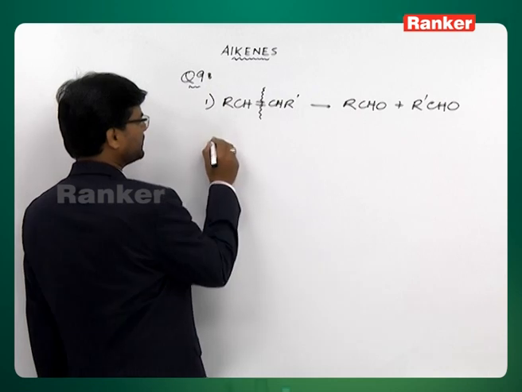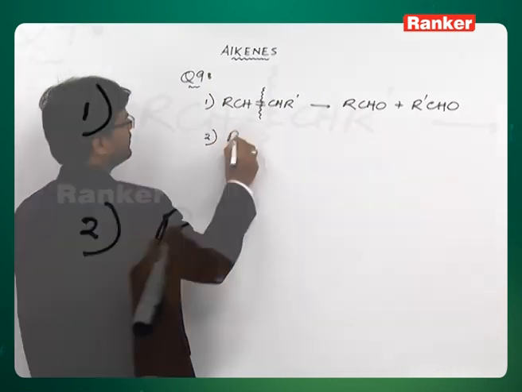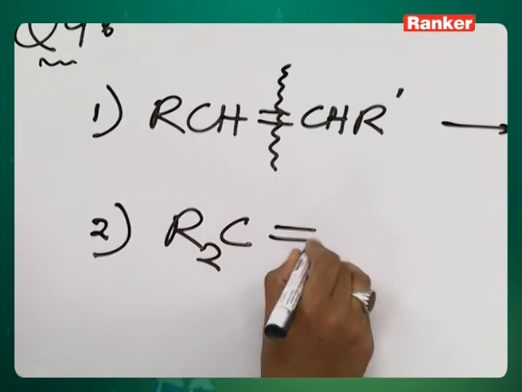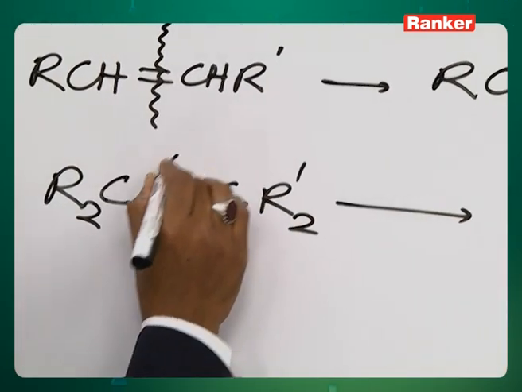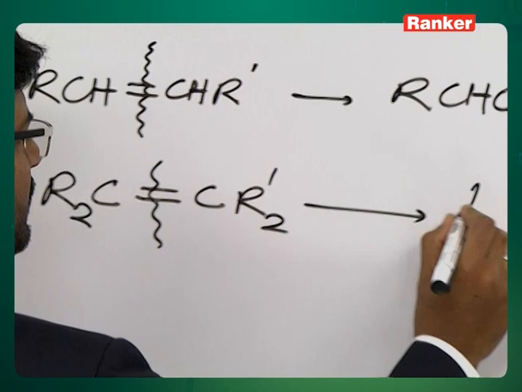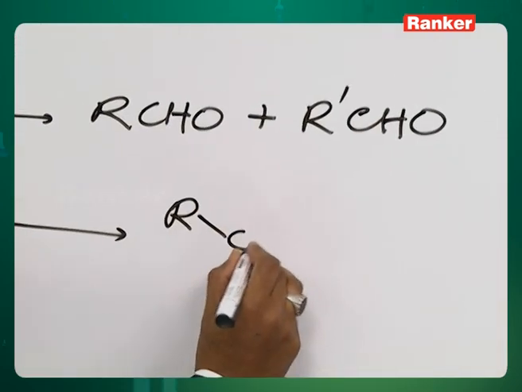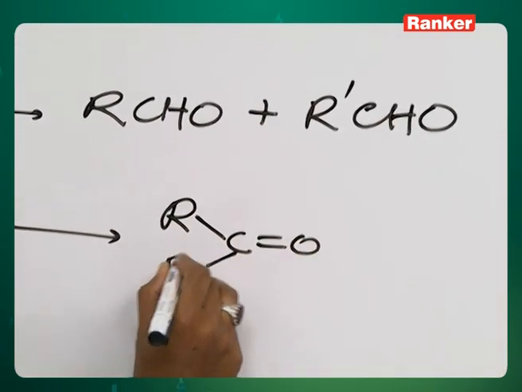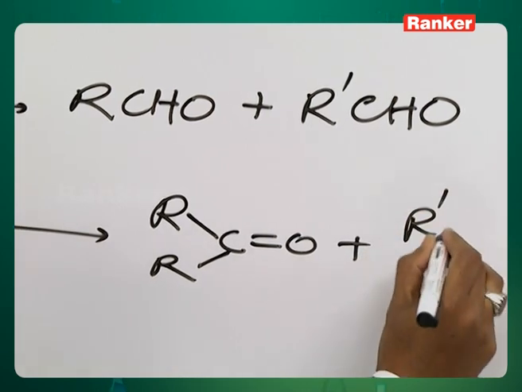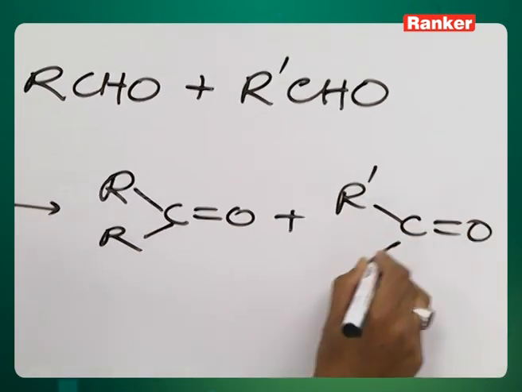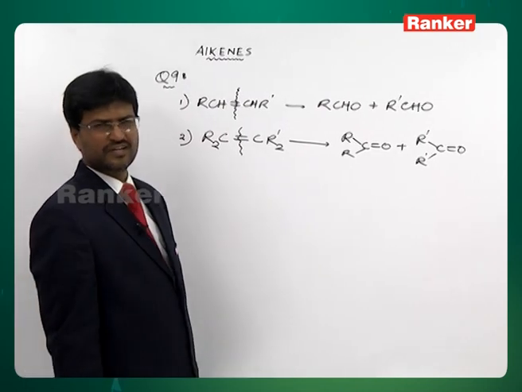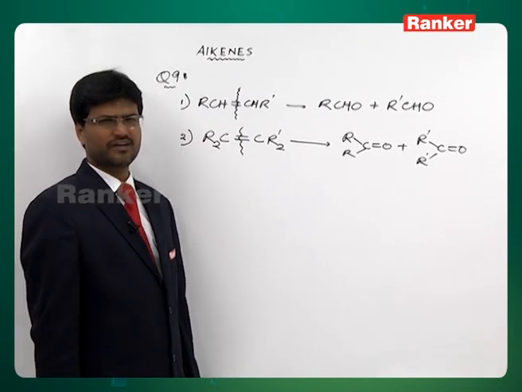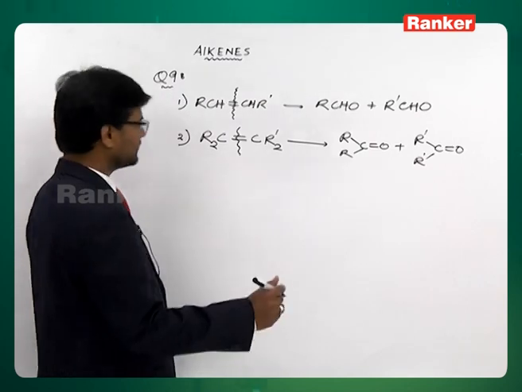Look at the second option, R2C double bond CR dash 2. When this breaks, this will give 2 moles of ketone. R2C double bond O, this is a ketone, then R dash 2C double bond O, this is also a ketone. So, second option is also ruled out. We are looking for that option which can give 1 mole of aldehyde and 1 mole of ketone.